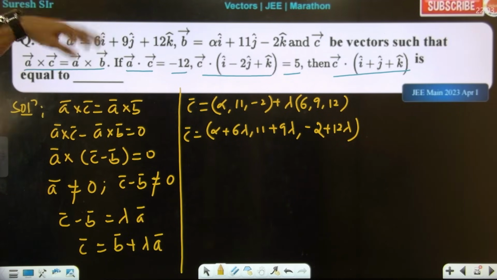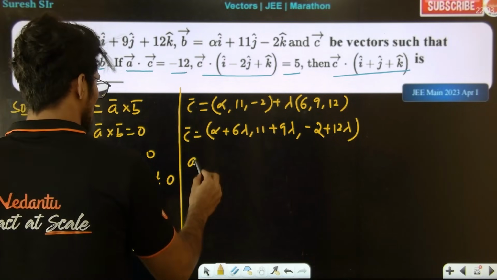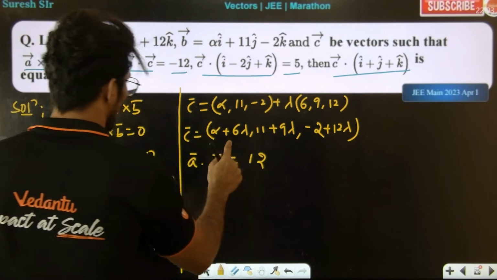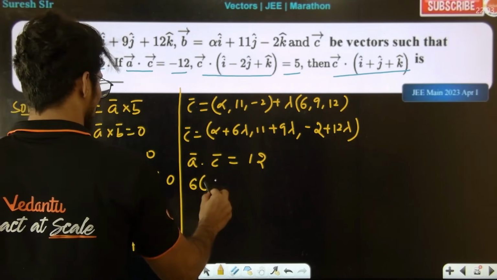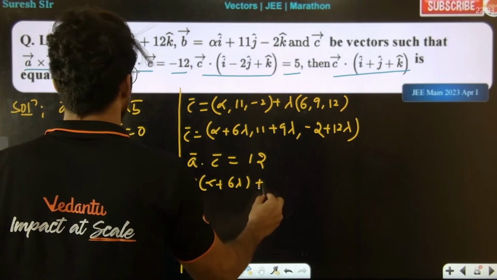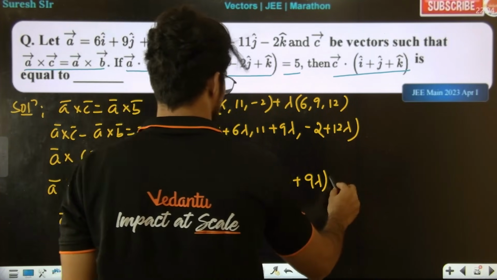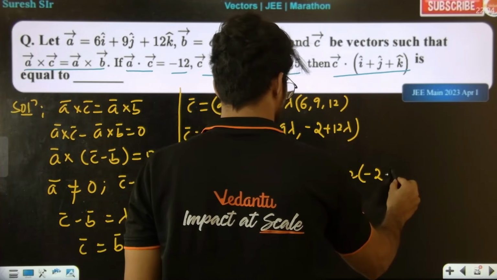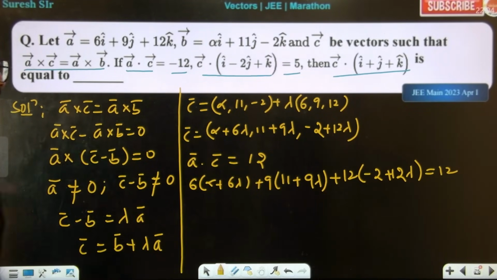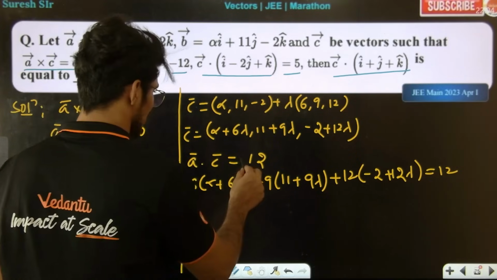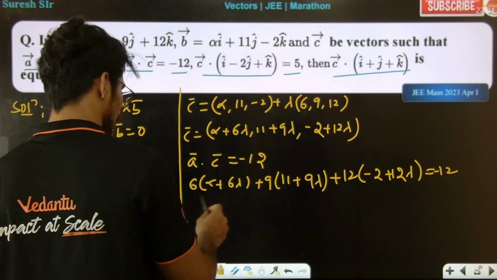So B vector such that A dot C is equal to 12. C vector I got, sir, given A dot C is equal to 12, sir. So can we do the dot product of A and C? See, what is this, sir? 6 times alpha plus 6 lambda, plus 9 times 11 plus 9 lambda, plus 12 times minus 2 plus 12 lambda is equal to 12. You understand? Yes or no, people? Yes, sir. This is minus 12, sir. This is minus 12, right? So minus 12. Then what am I going to do?